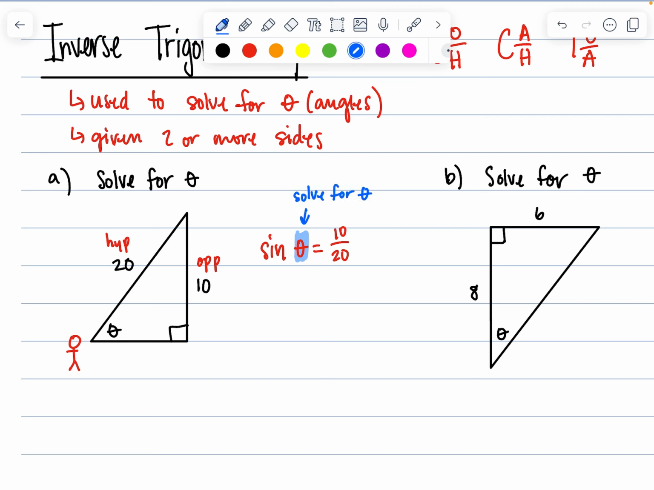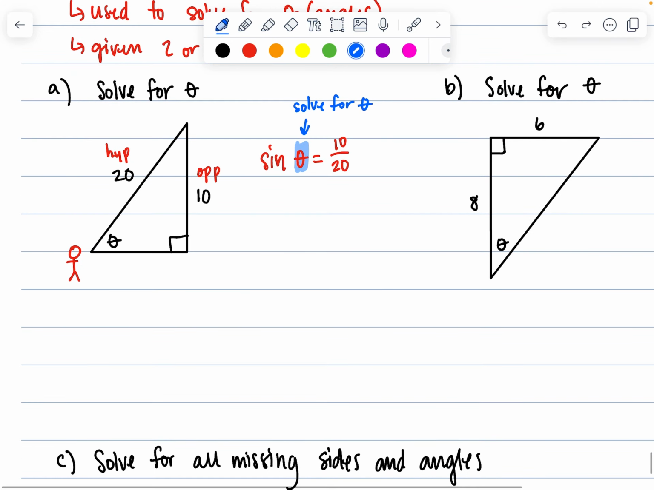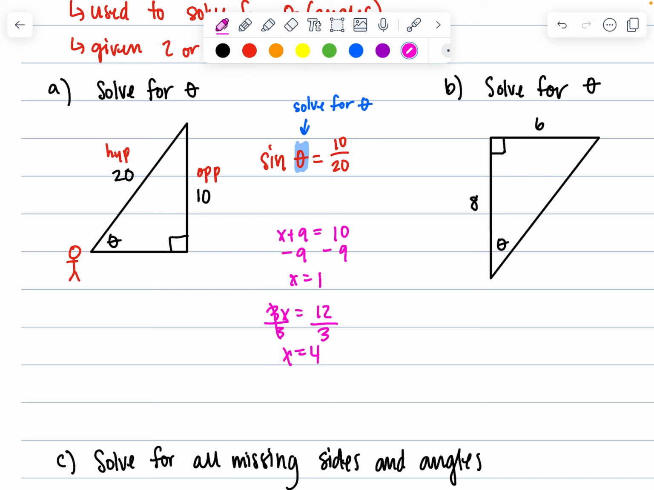Solve for theta. And the way we do that is we have to get rid of sine. It's most people's instinct to divide sine out, which is incorrect. You cannot divide sine. This is a function. So we need to take the inverse function. It's like saying, if you have x plus 9 is equal to 10, the inverse of addition is subtraction. You get x is equal to 1. Or if you have 3x is equal to 12, the inverse of multiplication is division. And x here is equal to 4.